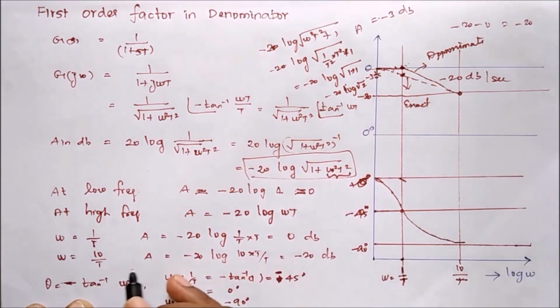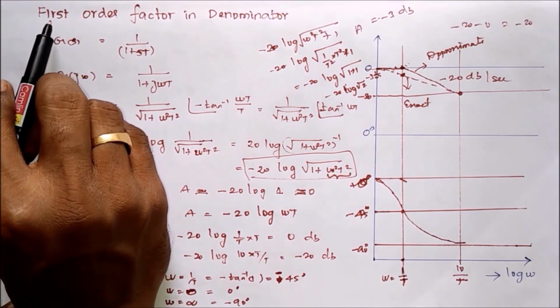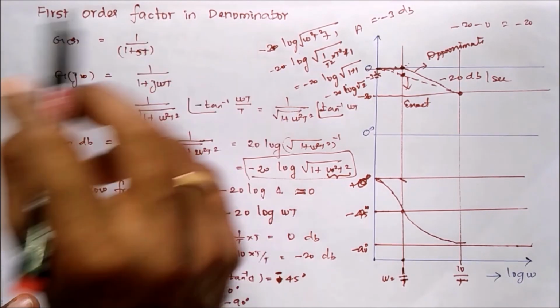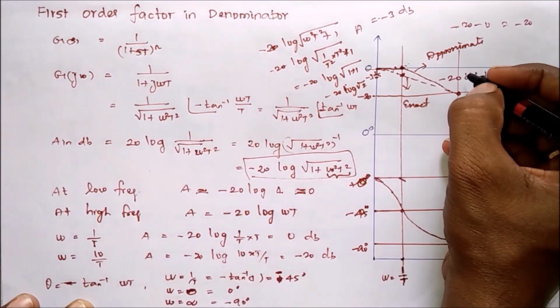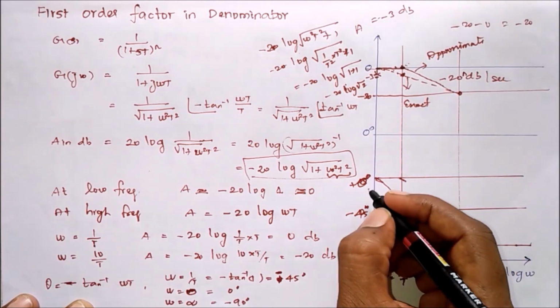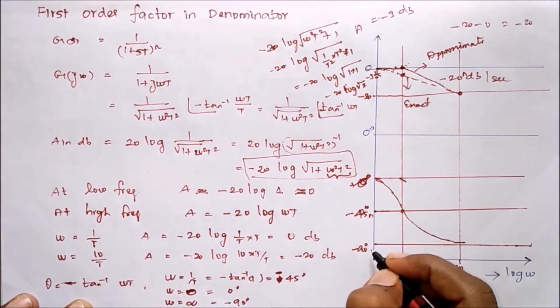So this is the structure of the magnitude and phase plot. When the open loop transfer function contains a first order factor in the denominator, suppose if it is n, here simply we have to multiply by n, here also we have to multiply by n.